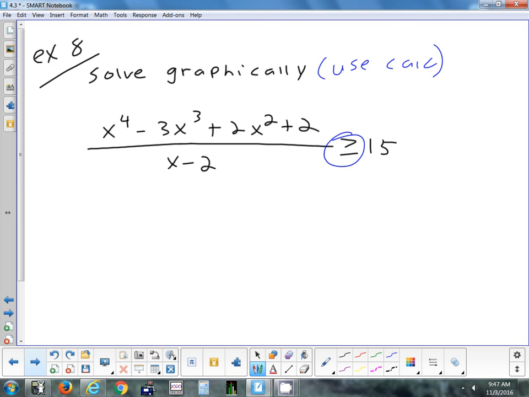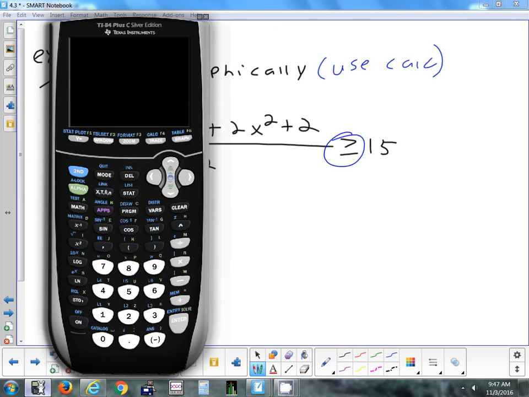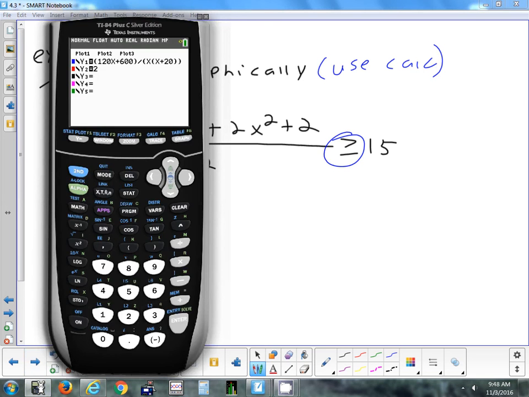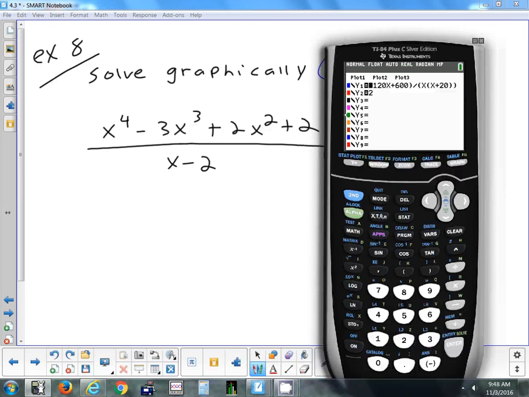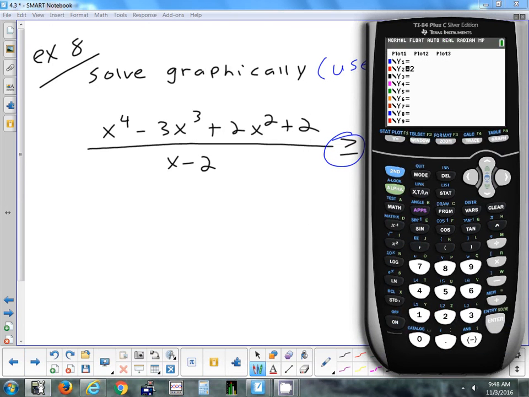Okay, so we got x to the 4th minus 3x cubed plus 2x squared plus 2. Okay, divide by x minus 2. And then just put 15 on y2.